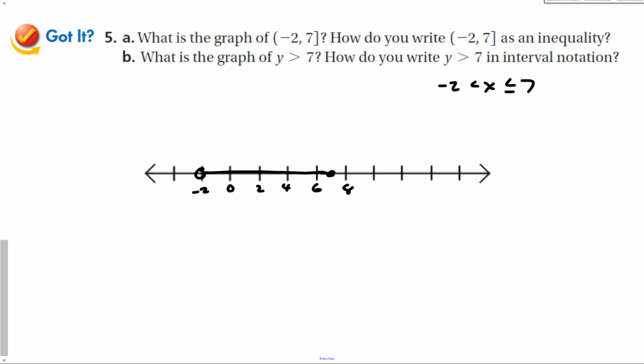And what is the graph of y is greater than or equal to 7? Let's clear this off. Let's just call 7 right there. We're going to say greater than 7, so we're going to say open circle, like that. My interval notation starts at 7 with a parenthesis and finishes at positive infinity with another parenthesis.